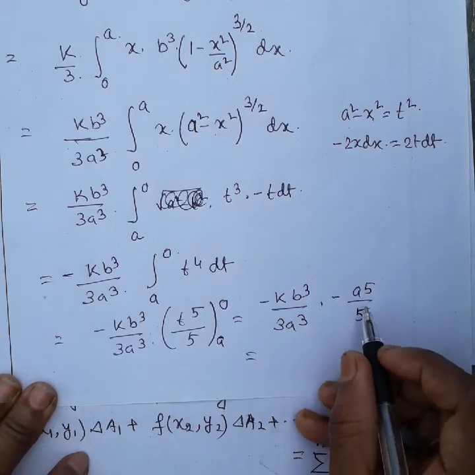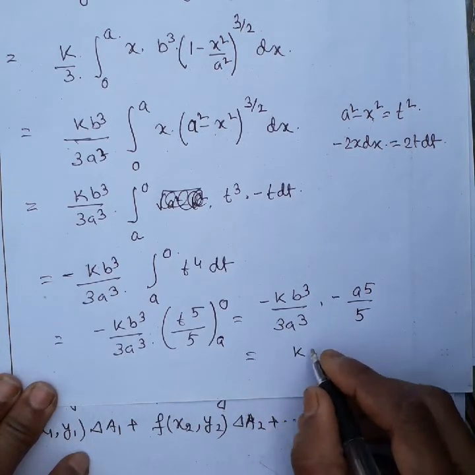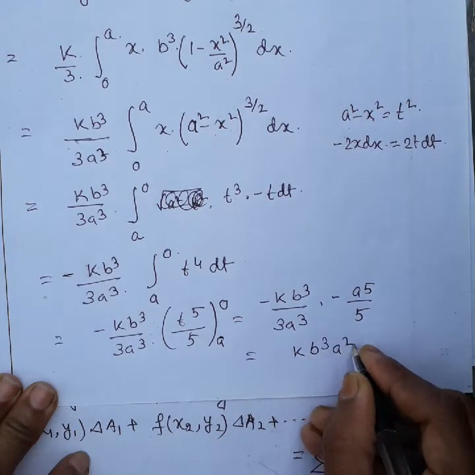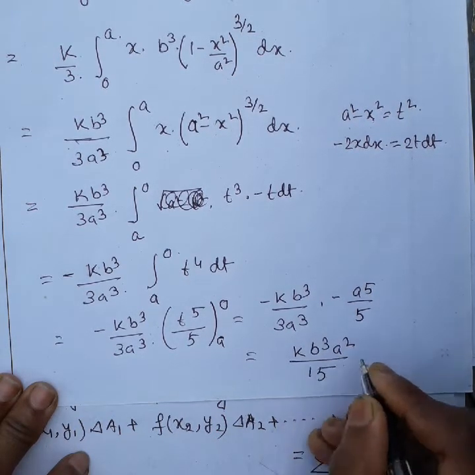That means k into a square b cube by 15.